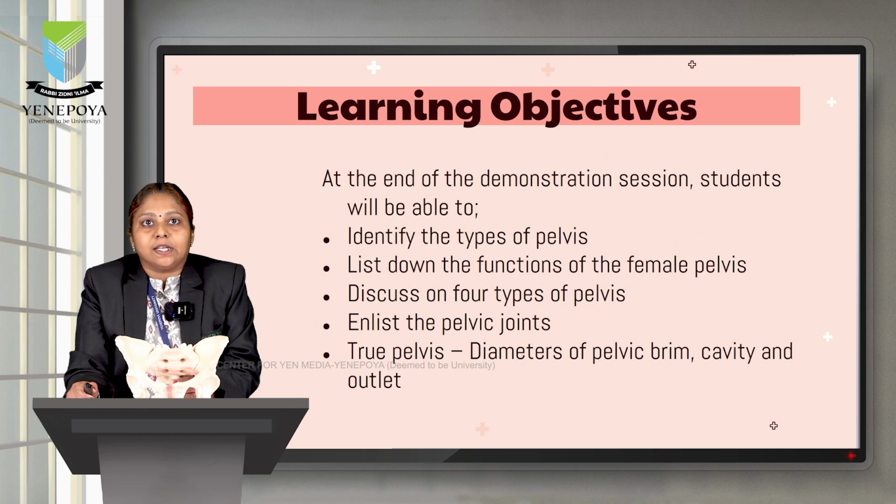Coming to the learning objectives, at the end of the demonstration session, students will be able to identify the types of pelvis, list down the functions of the female pelvis, discuss the 4 types of pelvis, and list the pelvic joints, the true pelvis, and the diameters of the pelvic brim, cavity and the outlet.